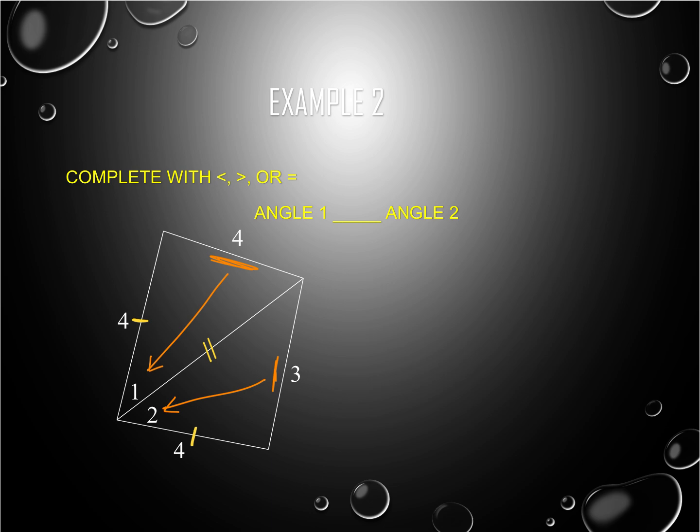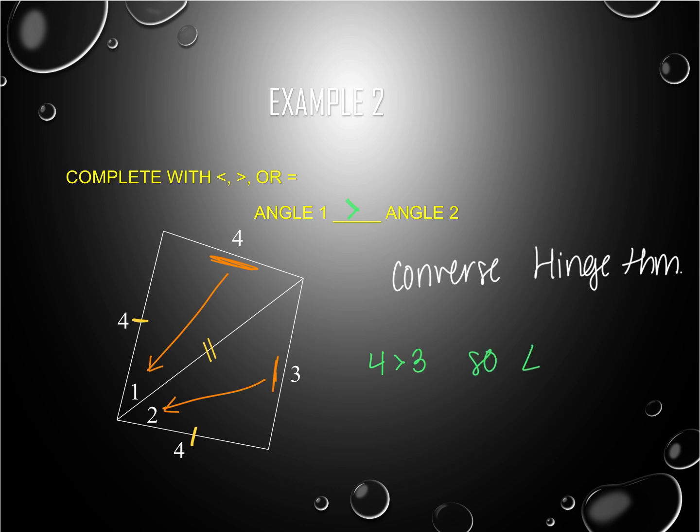So for this one, I'm using the converse hinge theorem. And what would my answer for this be? Angle 1 is blank to angle 2. Yes. Good. Angle 1 is going to be greater than angle 2. So how do I know? Side 4 is greater than side 3. So angle 1 is greater than angle 2.